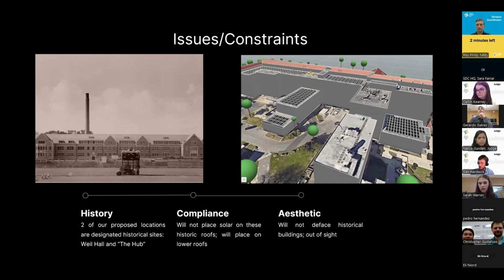That is one of the code points where it will not affect the aesthetic of the historical building. Next slide, please.